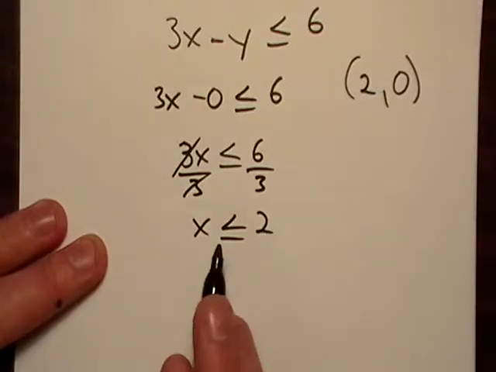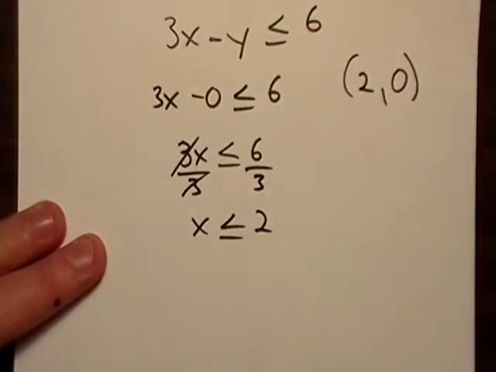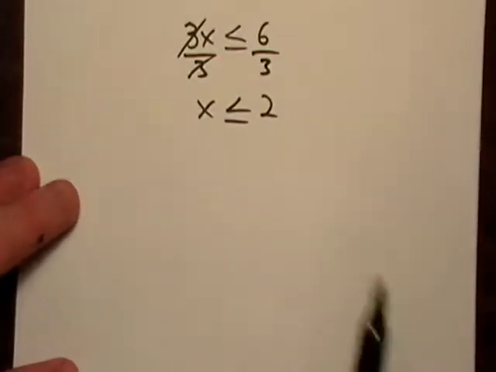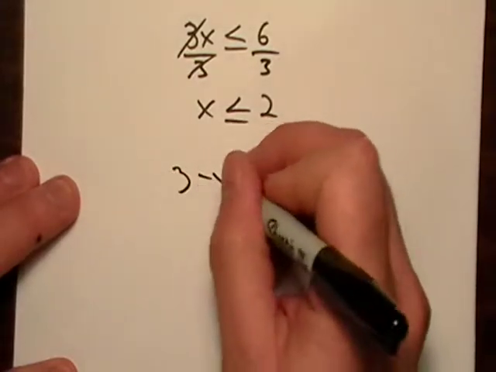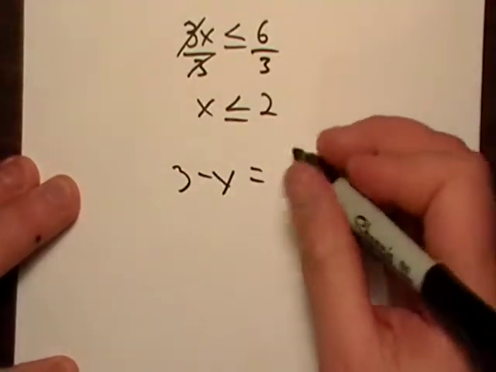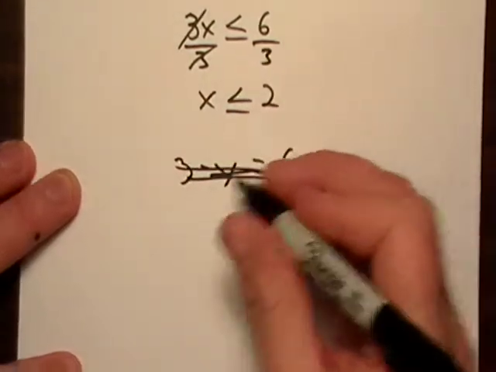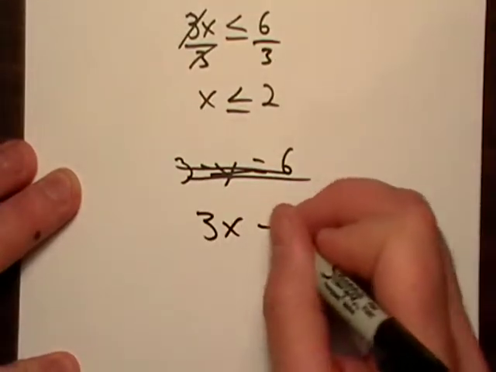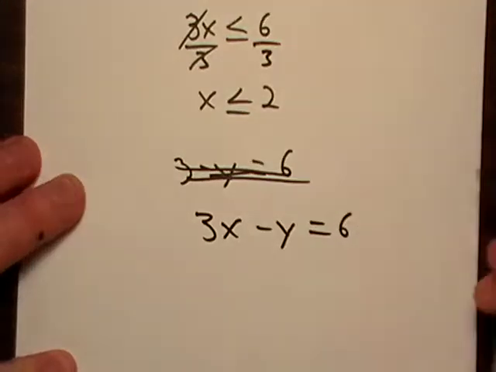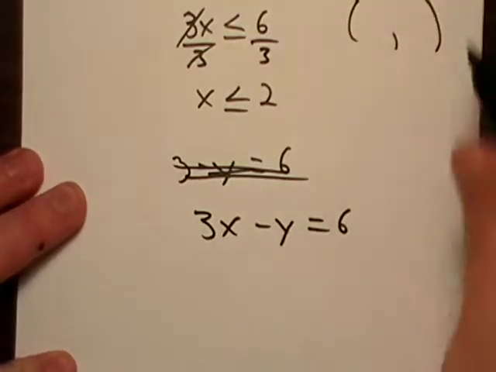And actually, I left my greater than or equal to sign in there, so I should put an equal sign in there. Oops, that's 3x minus y equals 6. Trying not to confuse everybody.